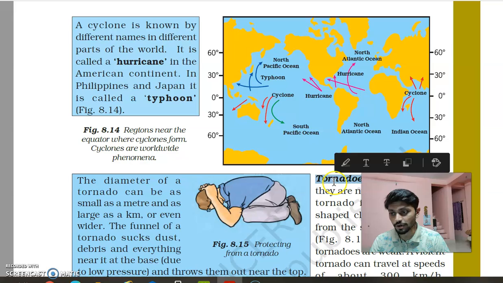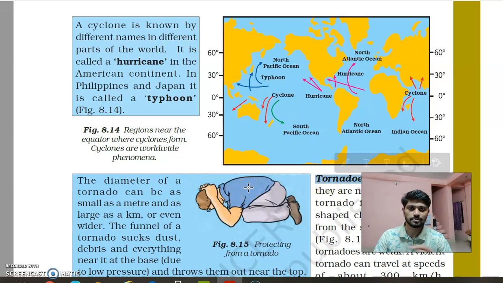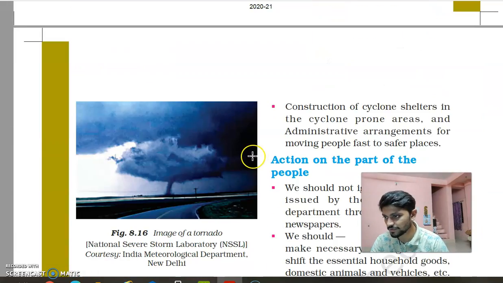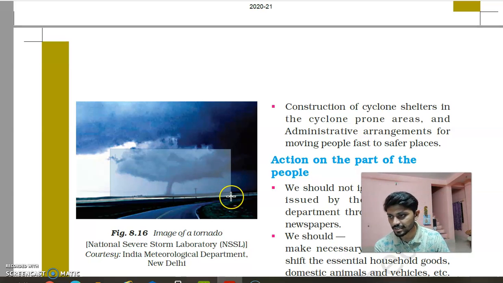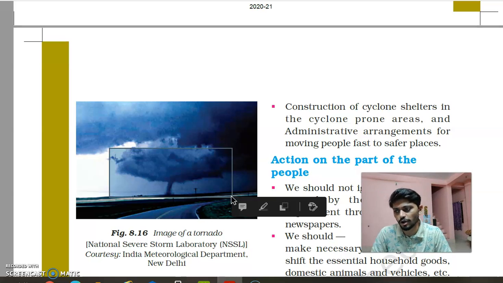We have another term called tornado. What happens in a tornado is, we have an image of a tornado here. We have a funnel-like structure of clouds. As you can see, from the top it is very, very broad, but coming towards the earth, it gets thinner. This kind of structure is called a tornado, which is not usually seen in India. In India, we normally do not see such tornadoes. We have cyclones, but we usually do not get tornadoes.